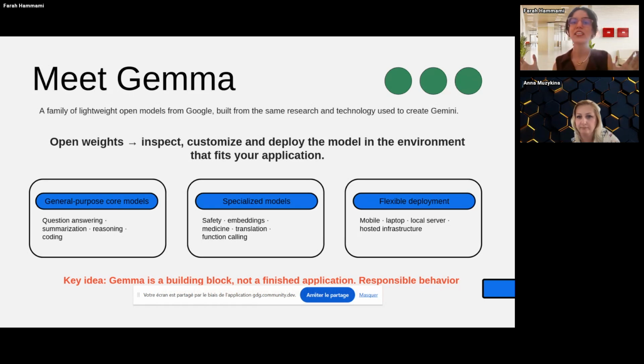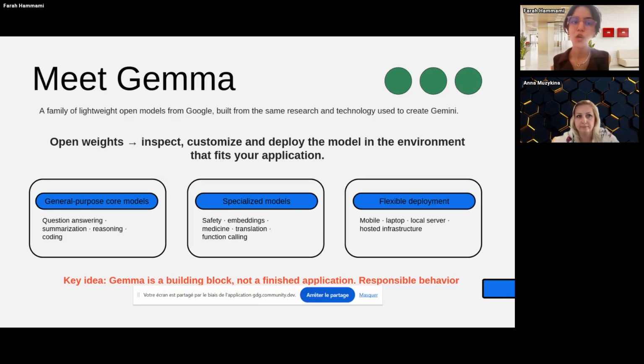And the Gemma family is quite huge. We have the general purpose models, and we have the specialized models, as I explained, the ones that are related to translation, medical care, etc. And they are quite flexible in deployment. We can deploy them anywhere. And the idea is that the model itself is just the building block and the foundation. But as AI engineers, you have to work more on the whole system and architecture that has the model itself.